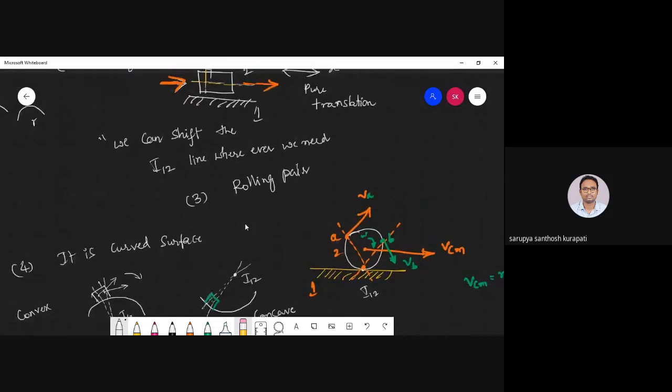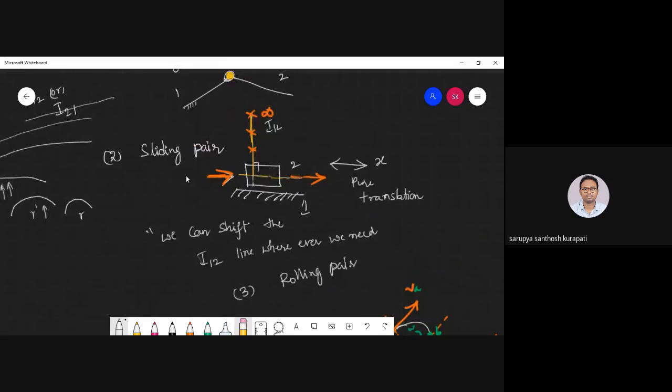So I'll stop here today, and in the next class we'll discuss Kennedy's theorem followed by problems. In today's class, if you have any sort of problems, please let me know.